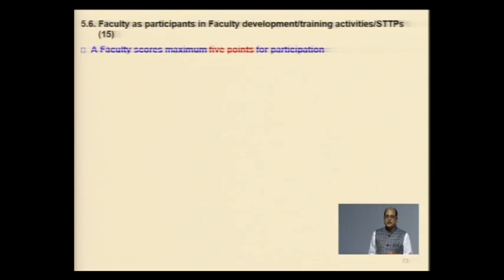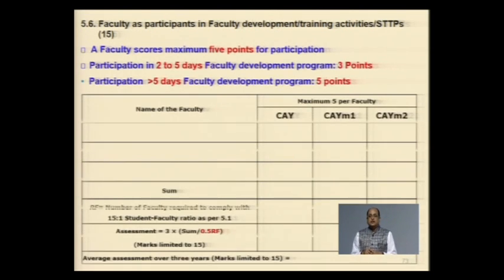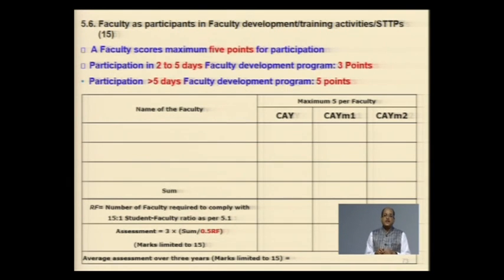Then there are faculty as participants in faculty development training programs and short-term training programs under two categories. Faculty get 5 points each, based on the number of days of training: 2 to 5 days and greater than 5 days. This we have made realistic. Earlier it was 1 week and 2 weeks. Now it is 2 to 5 days and greater than 5 days.